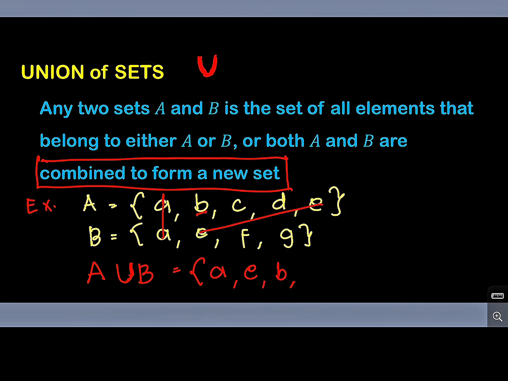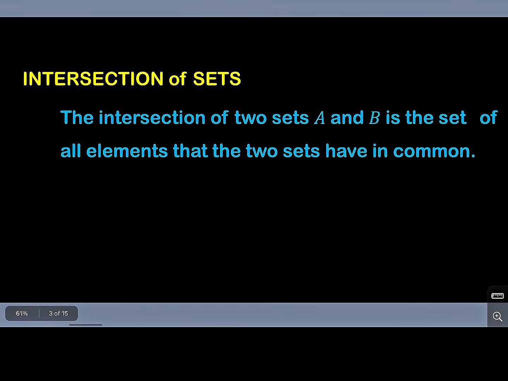To easily list down the elements, match those elements that are the same, so that you will not be confused or overlook the repeated elements. The answer for A union B is the set of A, E, B, C, F, D, and G.